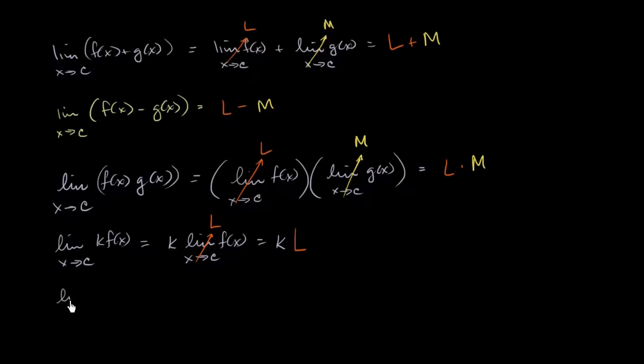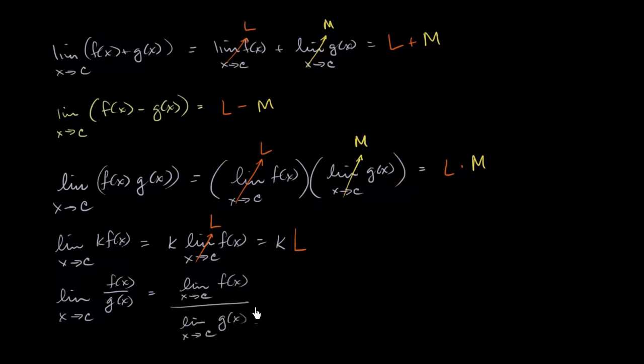So if we have the limit as x approaches c of f of x divided by g of x, this is the exact same thing as the limit of f of x as x approaches c divided by the limit of g of x as x approaches c, which is going to be equal to, I think you get it now, L over M. And finally, this is sometimes called the quotient property.